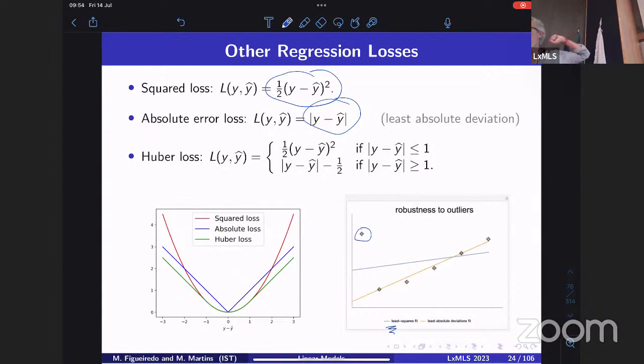I'm not going to show you, but does anyone know what the solution is? If you're doing straight line regression on a bunch of points, and the criterion is not minimizing the square of the errors, but minimizing the absolute value of the errors, where will the straight line go? Anyone knows? No one knows? No one's ever seen least absolute deviation regression?